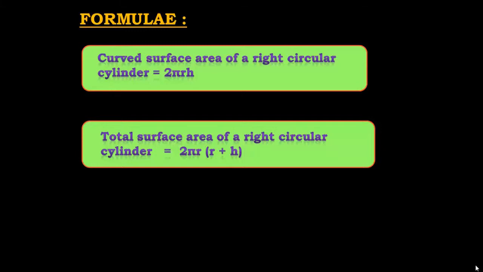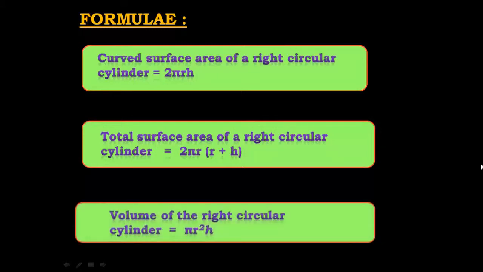Area of circle is pi r square. Two circles are there, therefore it will become 2 pi r square. And curved surface area, already we have 2 pi r h. So 2 pi r common. So you have to remember total surface area of cylinder is equal to 2 pi r into bracket r plus h. Next one is volume of cylinder. It is equal to pi r square h.